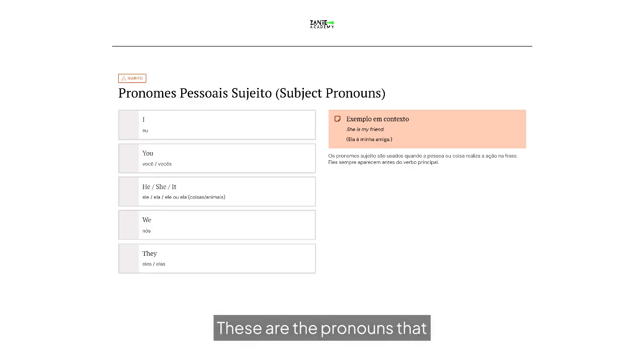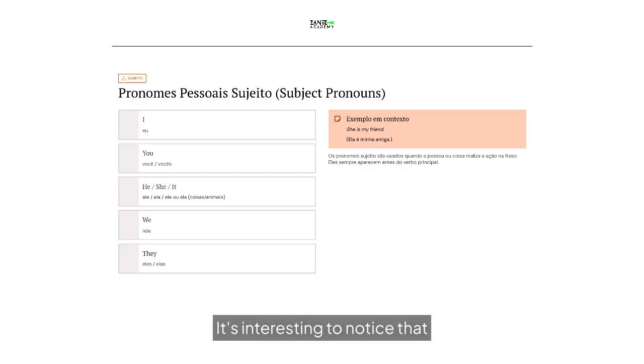Now that we understand why personal pronouns are so important, let's focus on subject pronouns specifically. These are the pronouns that take the place of the subject in a sentence, meaning they indicate who or what is performing the action. In English, we have a few key subject pronouns: I, you, he, she, it, we, and they. For example, when I say, "She is my friend," the pronoun "she" is the subject, performing the action of being my friend.